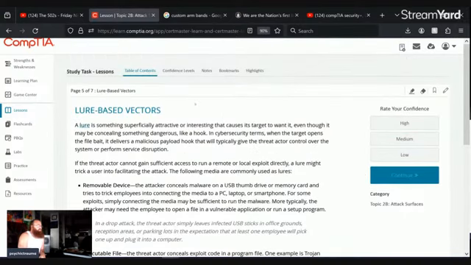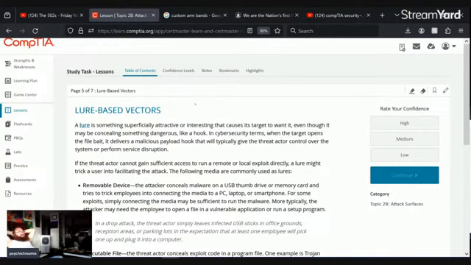Lure-based vectors. A lure is something specifically attractive or interesting that causes its target to want it, even though it may be concealing something dangerous, like a hook. In cybersecurity terms, when the target opens the file bait, it delivers a malicious payload hook that will typically give the threat actor control over the system or perform service disruption. If the threat actor cannot gain sufficient access to run a remote or local exploit directly, a lure might trick a user into facilitating the attack. The following media are commonly used as lures.